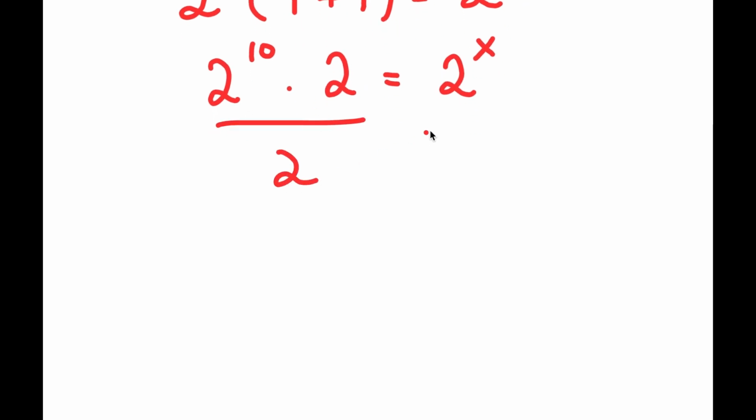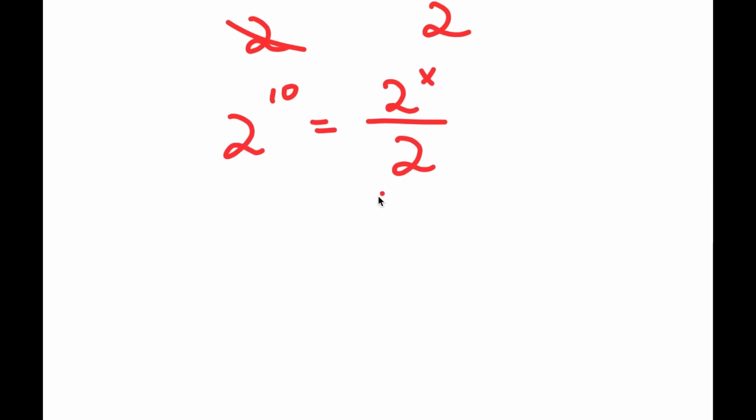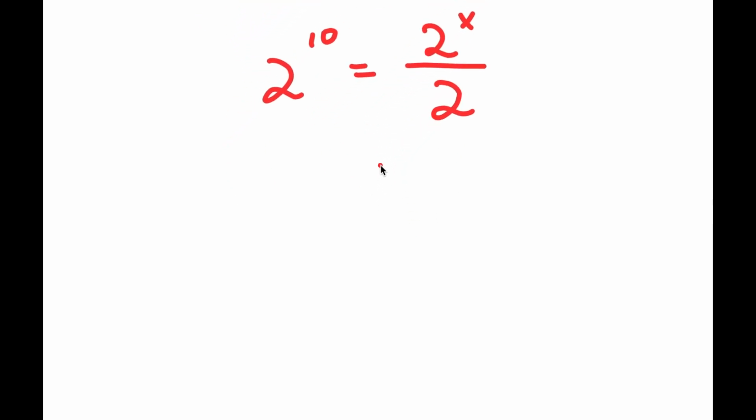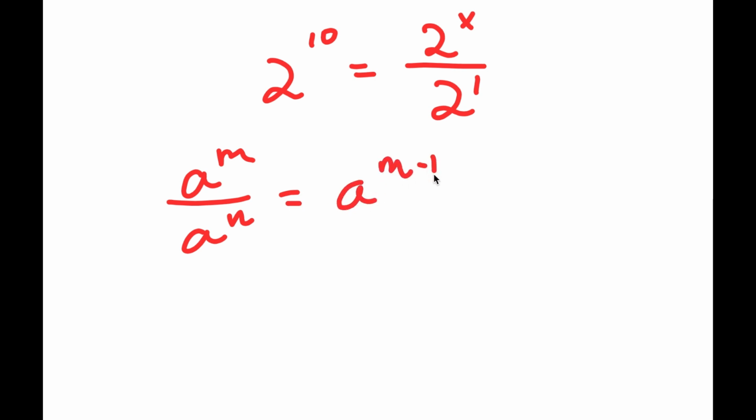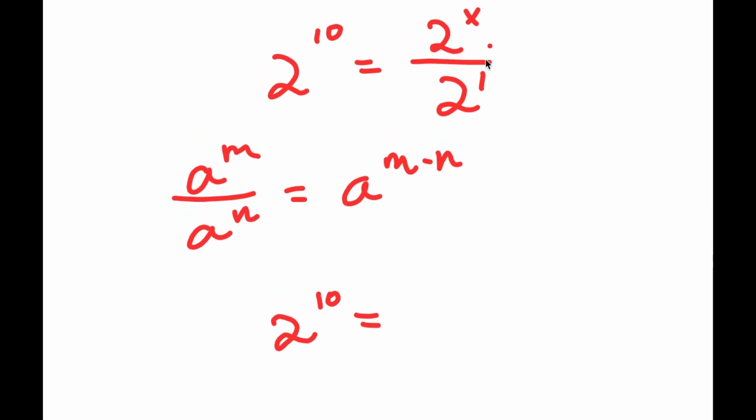And now if I divide both sides by 2, I get 2 to the power of 10 is equal to 2 to the power of x divided by 2. And 2 here, this is the same thing as 2 to the power of 1. If I have something in the form a to the power of m over a to the power of n, this is equal to a to the power of m minus n. So 2 to the power of 10, this is going to equal 2 to the power of x minus 1.